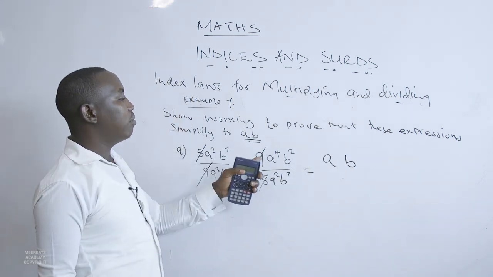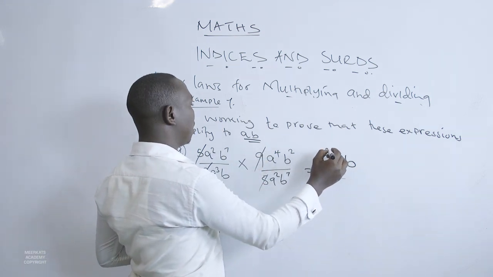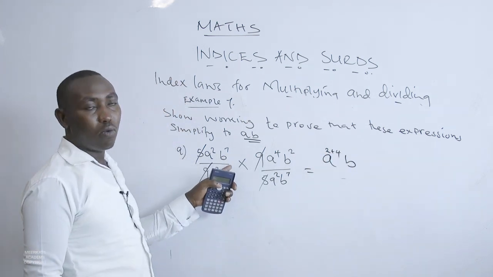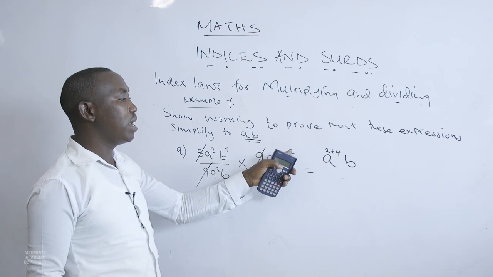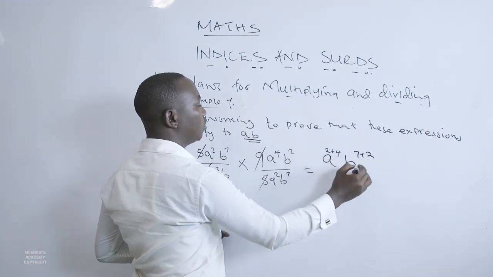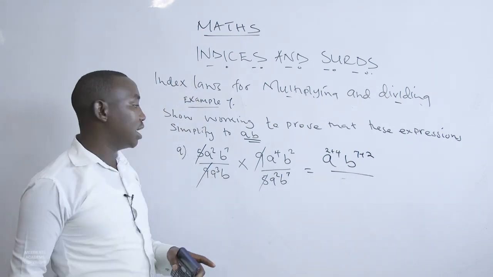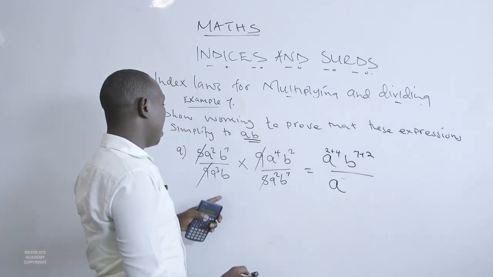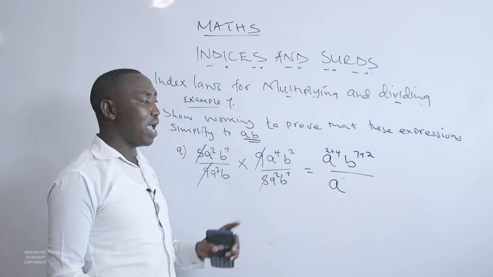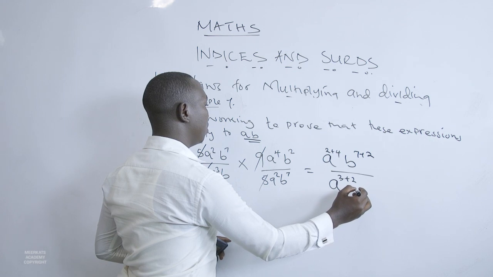Then for the numerator, we have got two factors, a and b. A squared multiplied by a raised to 4, we add the powers using the multiplication law, so that shall be 2 plus 4. Then for b, we have b raised to 7 multiplied by b raised to 2. Again, we add the powers, which will give us 7 plus 2. Then for the denominator, we again have the two factors a and b. A raised to 3 multiplied by a raised to 2.